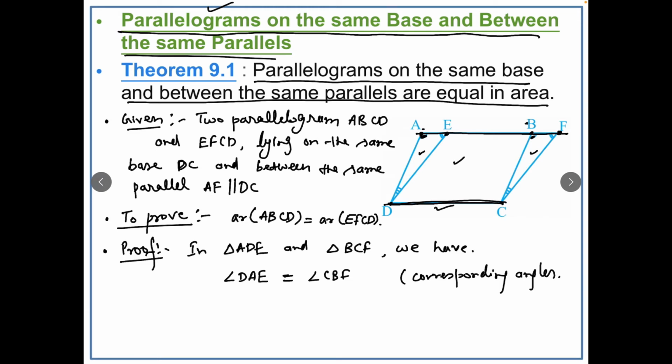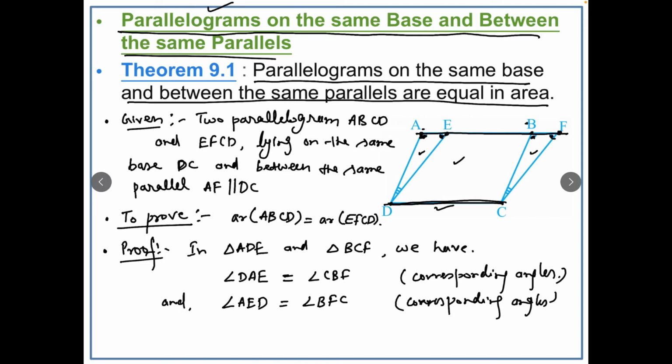In a similar way, angle E, which is angle AED, and angle F, which is angle BFC, will also be equal. Angle AED will be equal to angle BFC. Again the reason is the same: they are corresponding angles. So we got two pairs of corresponding angles. That means these two corresponding angles are equal.